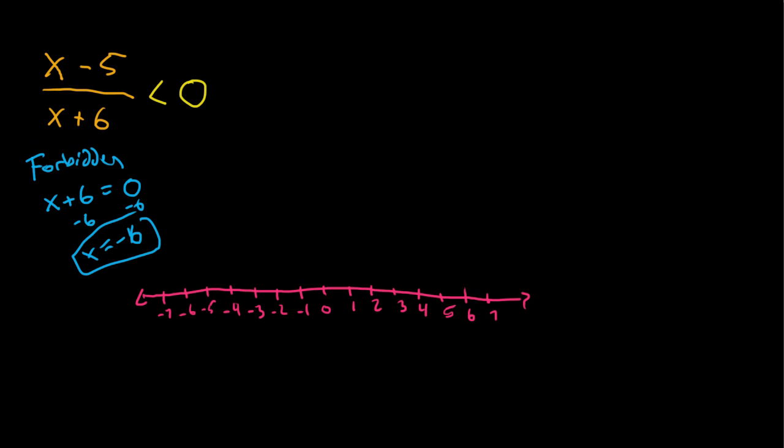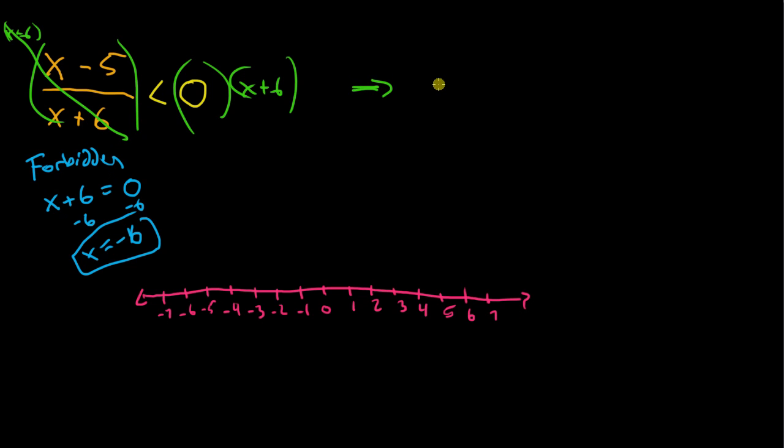One method for solving it would be to multiply both sides by x + 6. Why would I do that? So my x + 6s cancel, giving me x - 5 is less than 0 times x + 6, which is 0, because 0 times anything is 0. And then if I add 5 to both sides, I get x less than 5. Okay, so this gives me 2 points of interest, x at 5 and x at -6.